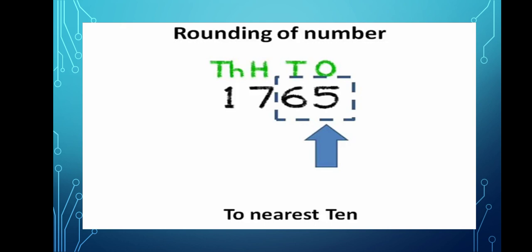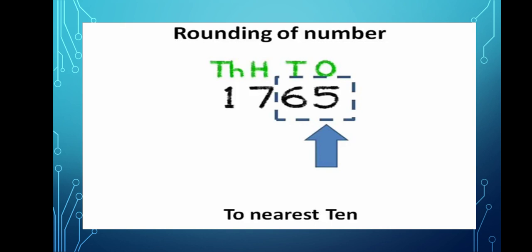The given number is 1765. We are rounding this number to the nearest 10, so we should look at the ones place. What is in the ones place? It is 5.